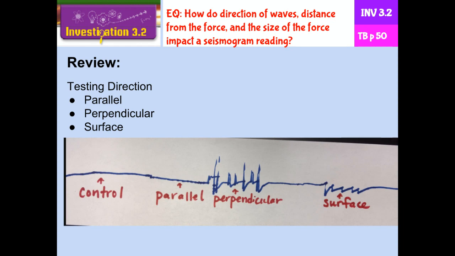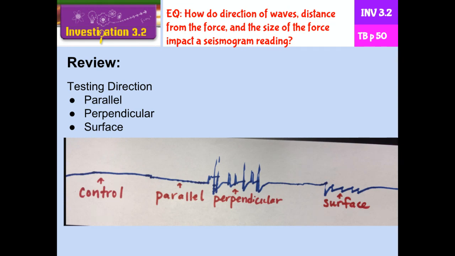Before we get working on 3.3, we're going to look back at some samples from 3.2. People tested in different ways. So one way we tested was testing direction, hitting the seismograph parallel, perpendicular, and at the surface.